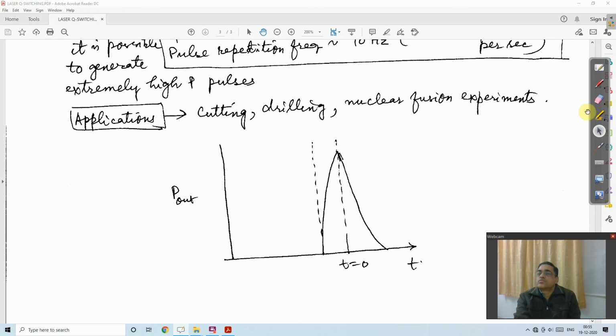Please go through Ghatak and Thyagarajan.